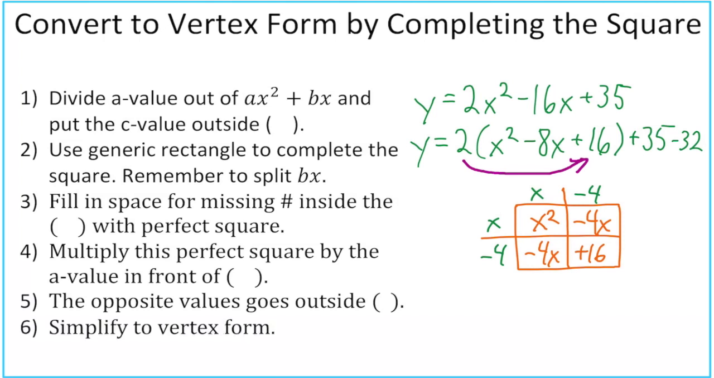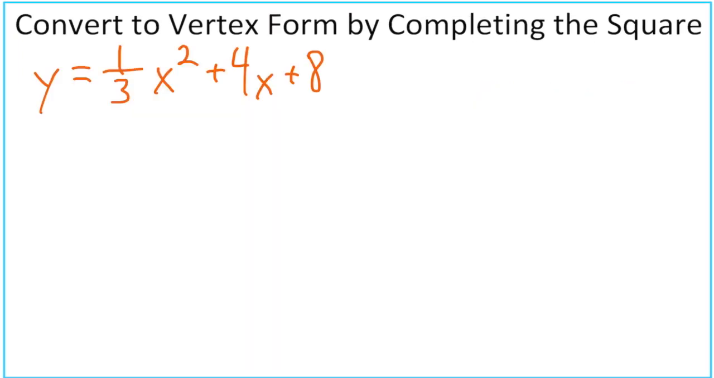Our last step is to simplify this now to vertex form. So our x squared minus 8x plus 16 is simply x minus 4 squared, and the positive 35 and negative 32 becomes a positive 3. If you want to, you can pause the video and write down these notes. And if you're going to put this in your notebook, why don't you fix the typo on step 5. That should say the opposite value goes outside the parentheses. Let's try another one.